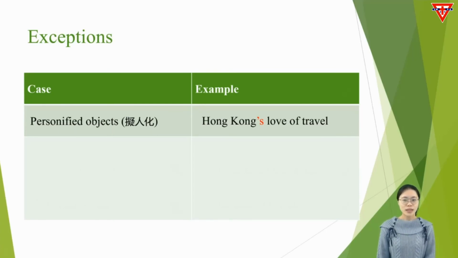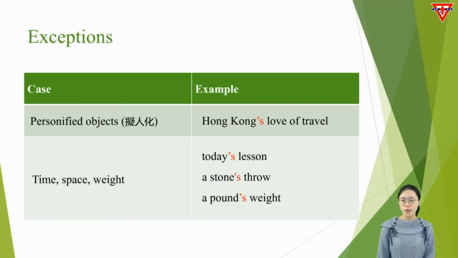Second, use an apostrophe and s when a noun refers to time, space, and weight. Like today's lesson, a stone's throw, a pound's weight. You may hear these phrases quite often. They express possession, just like living things.